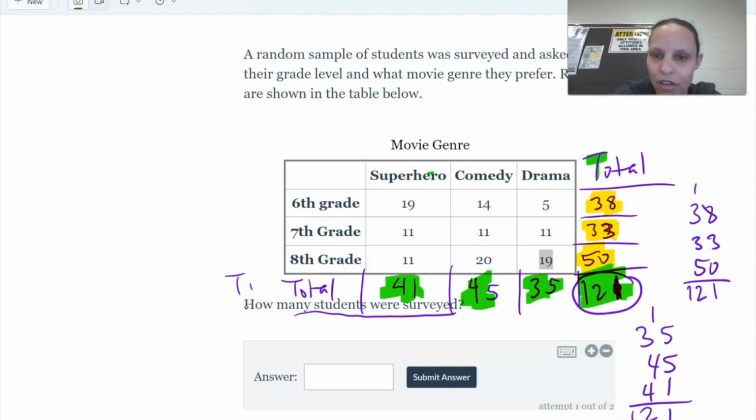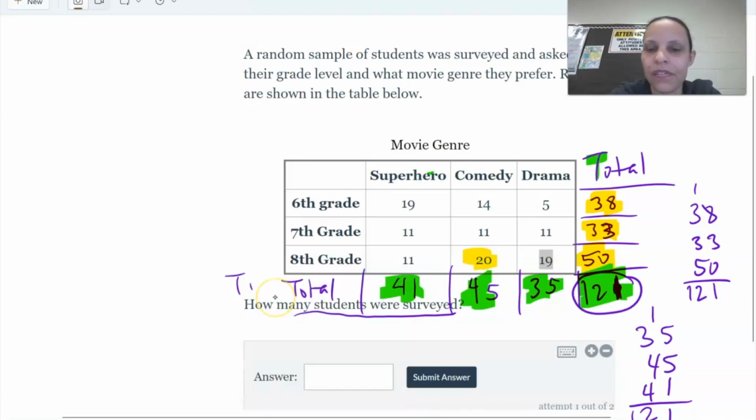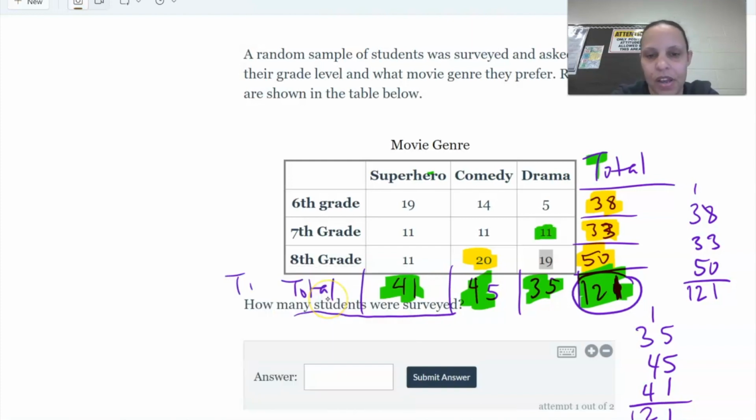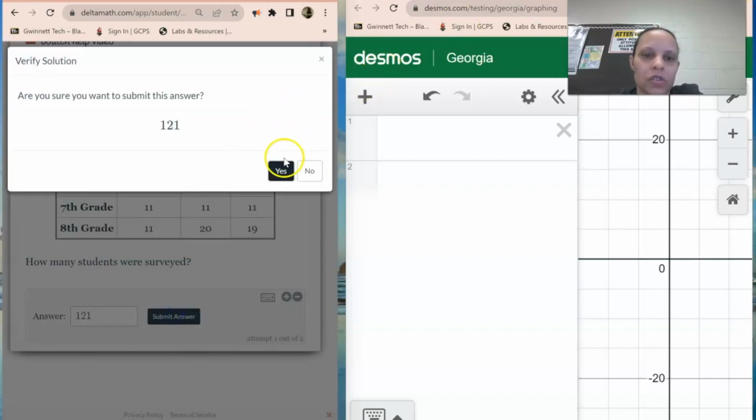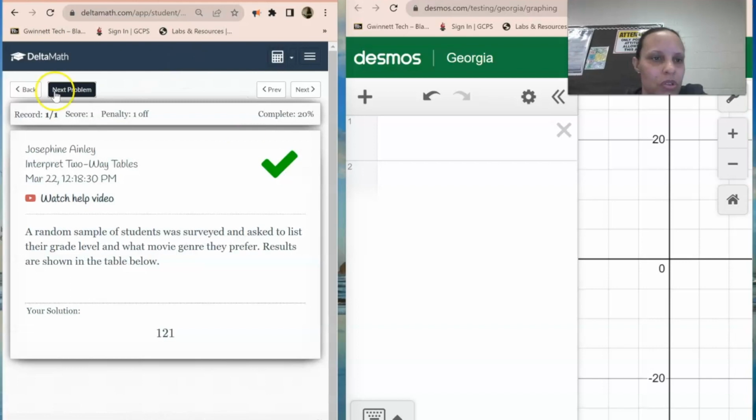Okay. How many 8th graders like comedy? 20. How many 7th graders like drama? 7th graders, drama, 11. How many 8th graders like superhero movies? So 8th graders, superhero movies, 11, and so forth. So that's how you read the table. Regardless of what the question is, that's how you read it. So 121 was my total number of students surveyed. Those will be all the kinds of questions that they're going to ask you.